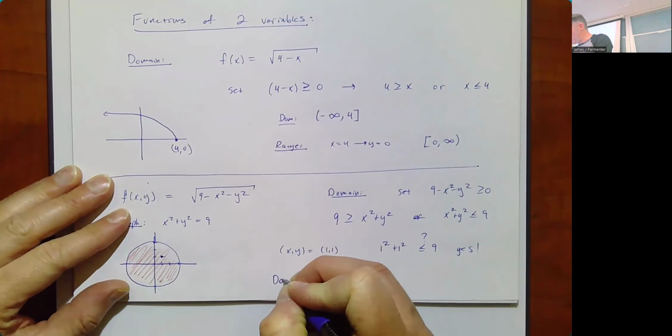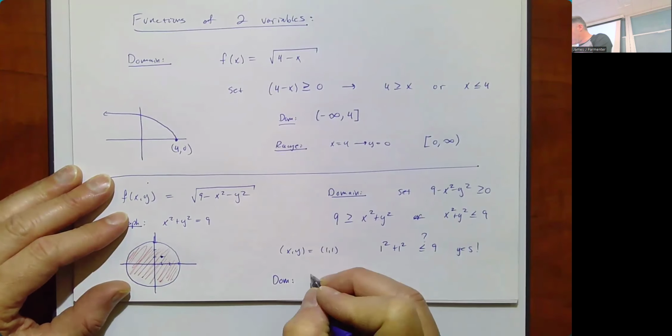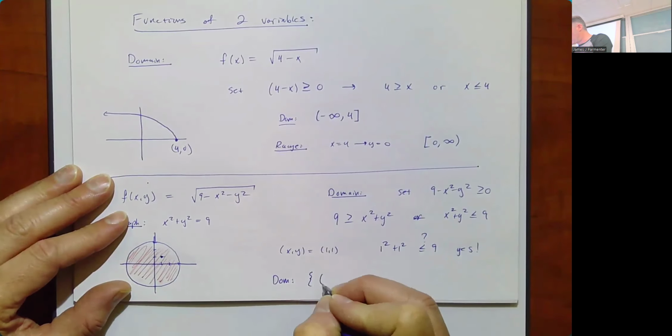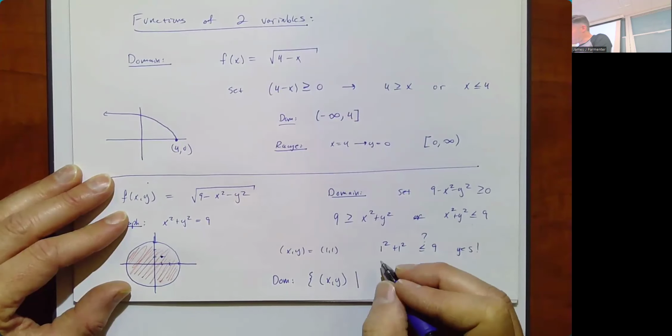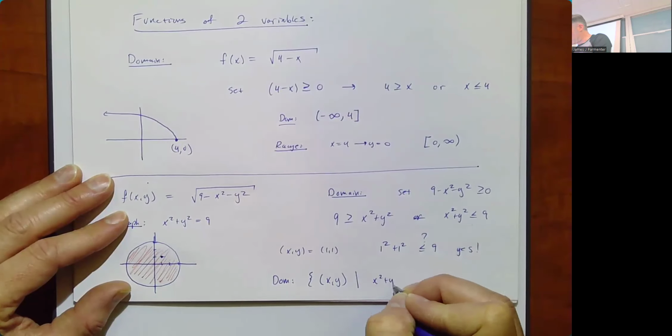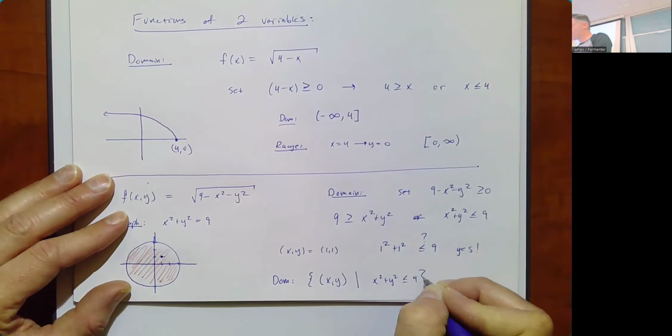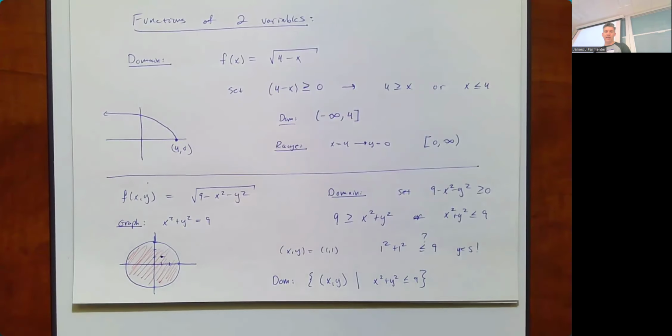The domain, if you really had to write it, is the set containing all points x comma y such that x squared plus y squared is less than or equal to 9. Not super exciting. It feels kind of like we might have already done that. It's much more interesting and informative to graph the domain.